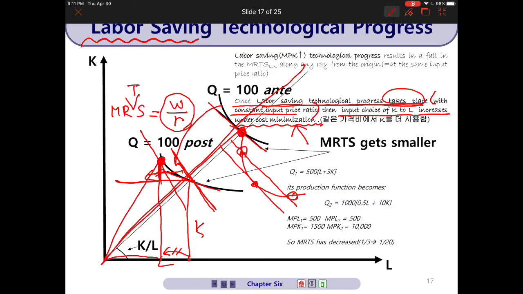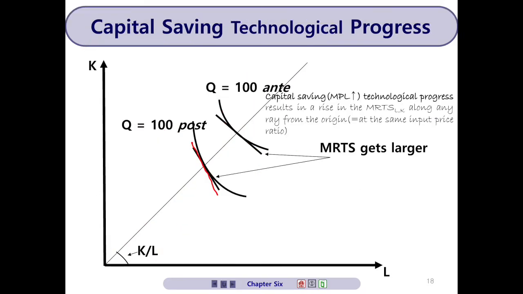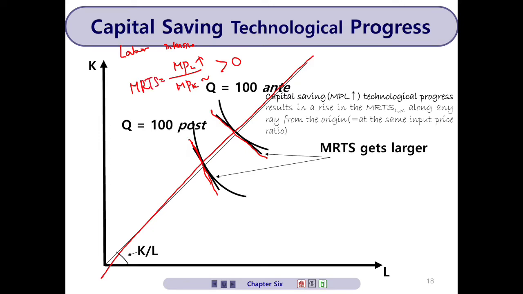Now let me move to the next slide. Now the other case. Here, technological progress happens in the way of saving capital. So, in other words, labor intensive. We want to use labor more. Why? Because this MPL relative to MPK increases further, right? So along the same ray from the origin, the slope of a tangent line gets steeper, right? Then the MRTS value becomes greater than before.